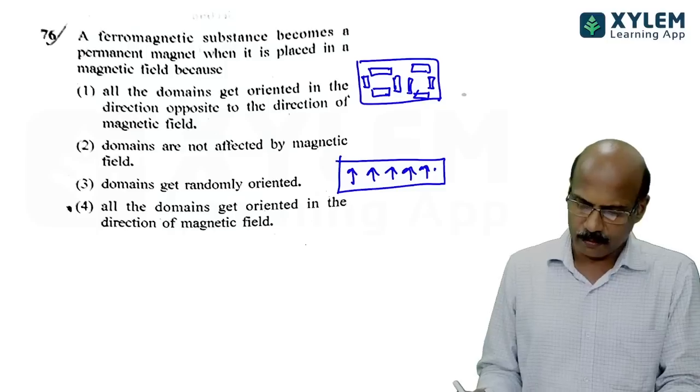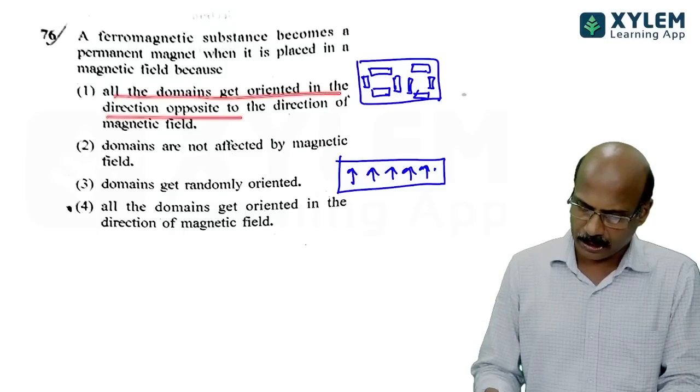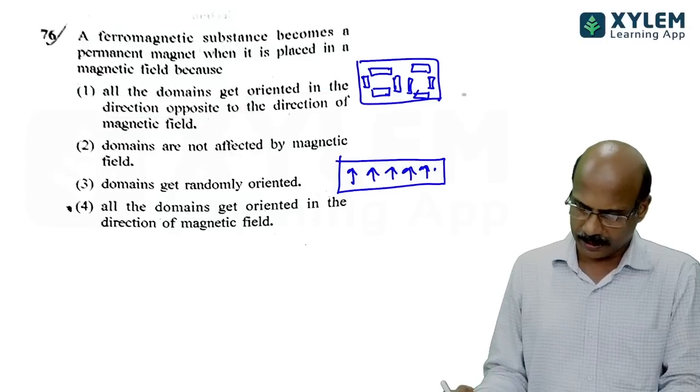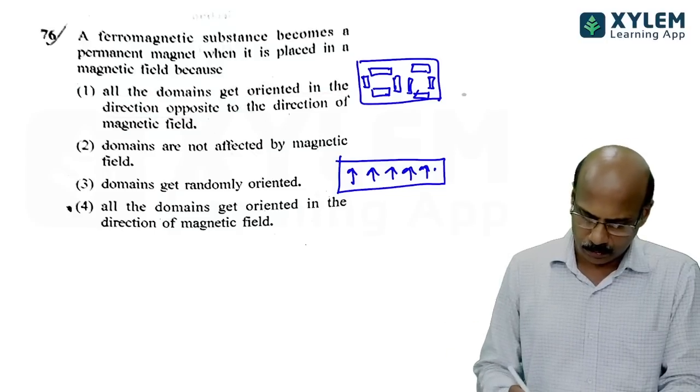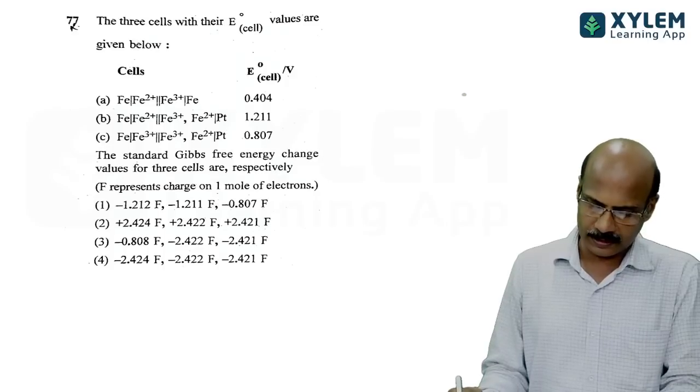This idea is conveyed in which option? All the domains get oriented in the direction opposite is wrong. It is in the direction of the external magnetic field. So the correct answer goes to option 4. Clear? Now let me go to 77.